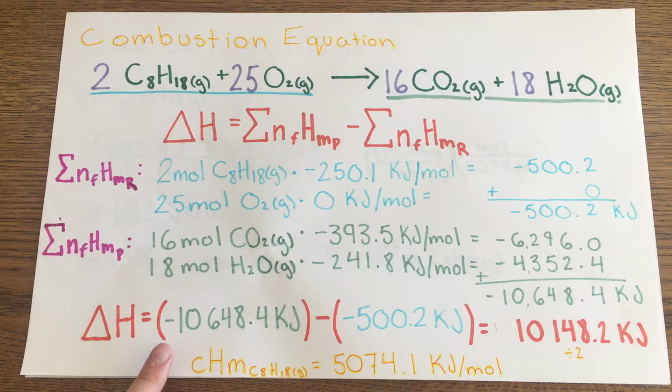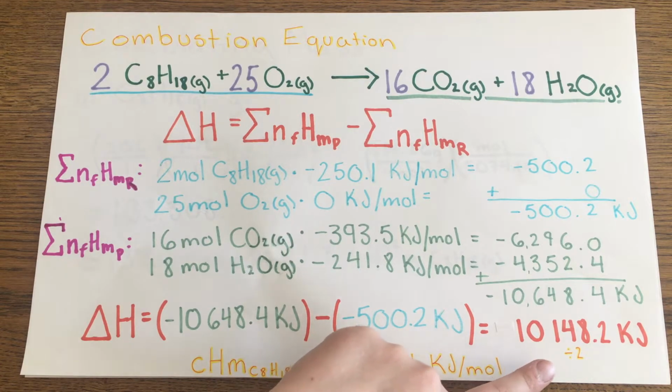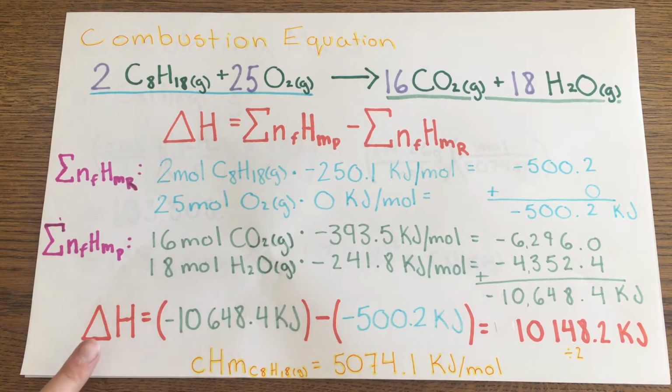We can use negative 10,648.4 kilojoules minus negative 500.2 kilojoules to obtain 10,148.2 kilojoules. This value is positive because we are calculating a change in enthalpy.